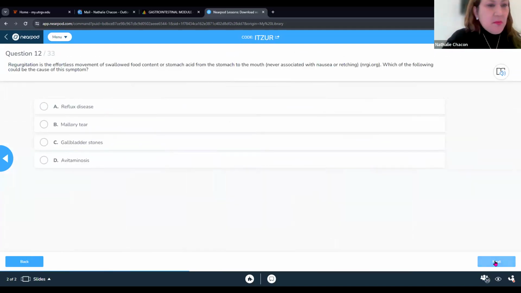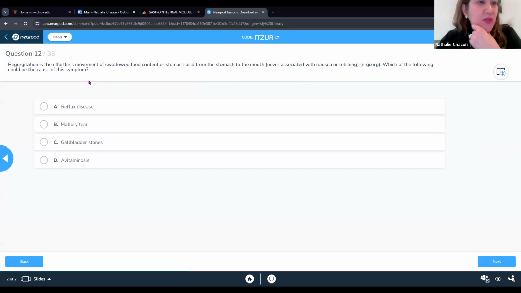That means we have 10 minutes only. Regurgitation is an effortless movement of swallowed food content or stomach acid from the stomach to the mouth. That's regurgitation, but it's never associated with nausea and retching, okay? It is important to know what's nausea, what's projectile vomiting, what's regurgitation, okay?